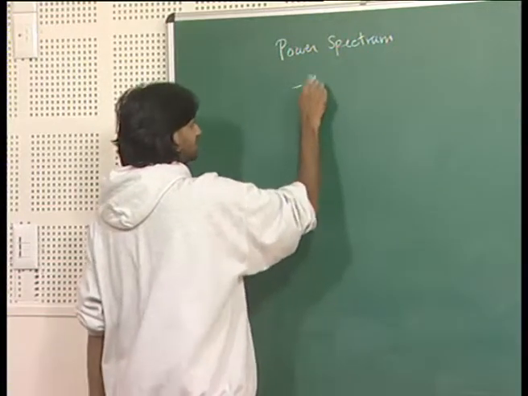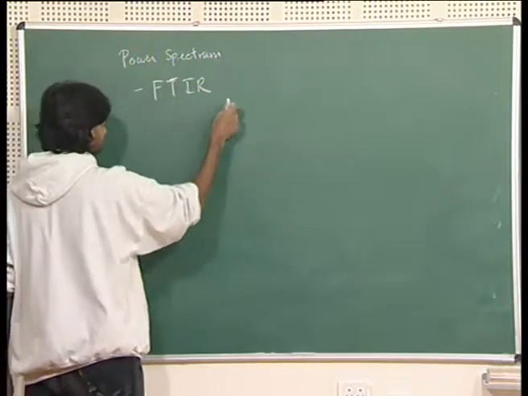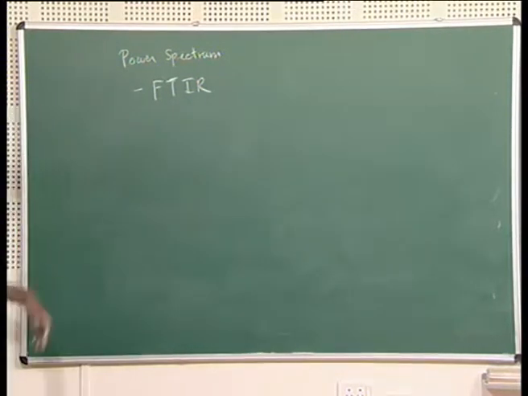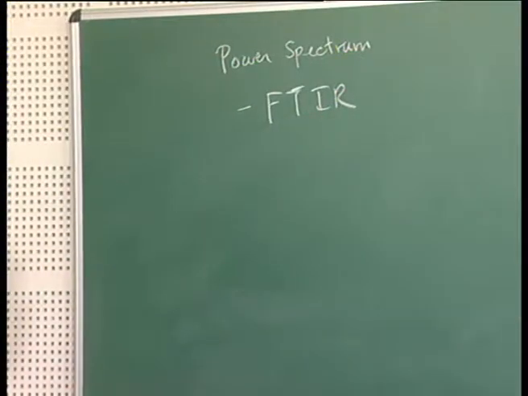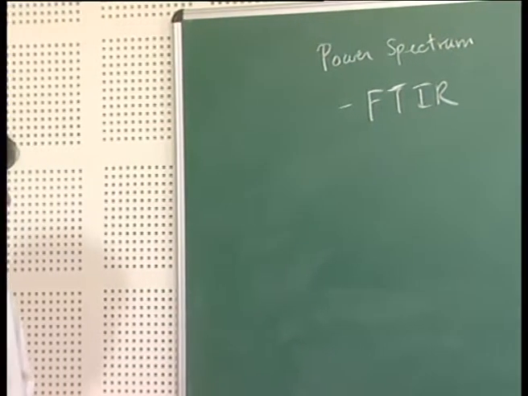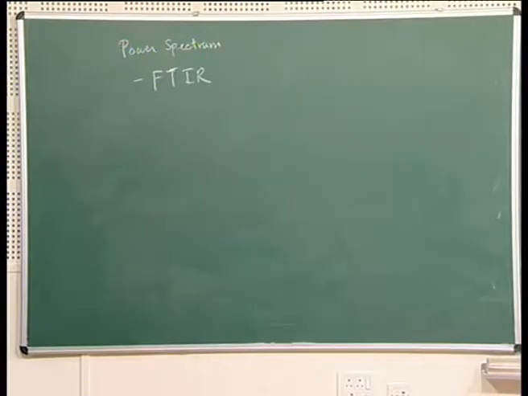This example is FTIR or FTNMR and so on. You might have heard this is Fourier transform infrared spectroscopy. So, what is the role of Fourier transforms in spectroscopy? I will just mention it briefly, I will not go into too many details.